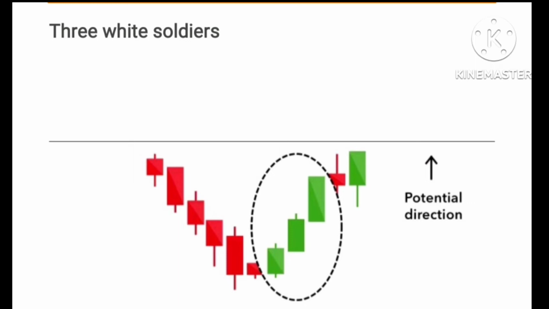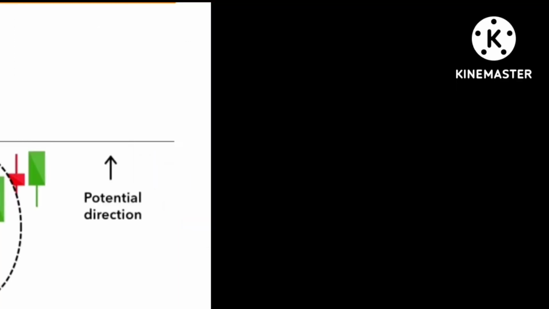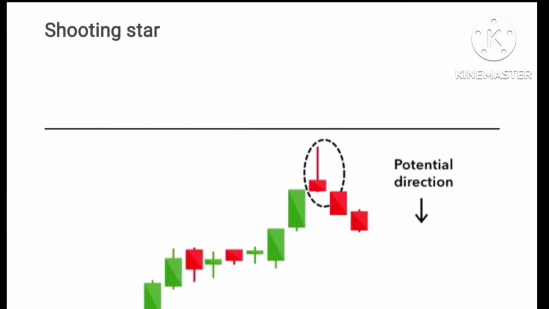So we'll move to the bearish patterns now. The first bearish pattern is completely opposite to the bullish pattern we saw earlier. On the bullish side we saw the hammer, so this is completely opposite of the hammer. This pattern's name is the shooting star. It's like a star that has fallen from the sky.